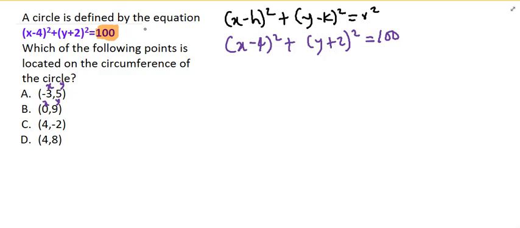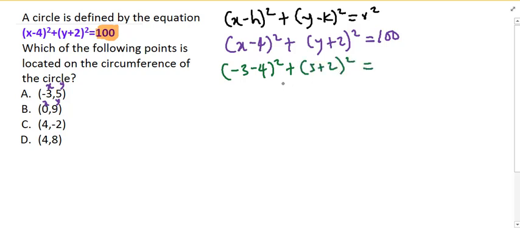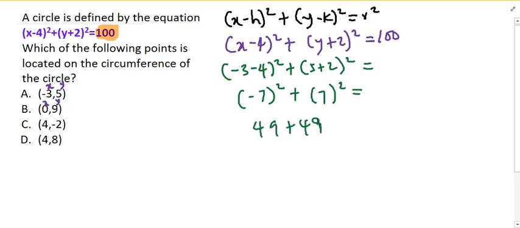So if we use minus 3 and 5, it becomes minus 3 minus 4 all squared plus 5 plus 2 all squared. Let's check if it can give us 100. Minus 3 minus 4 is minus 7 all squared plus 5 plus 2 is 7 all squared. Let's check. 7 all squared is giving us 49, and 7 all squared is giving us 49. 49 plus 49. Oh, that doesn't work. So this answer is not going to work.